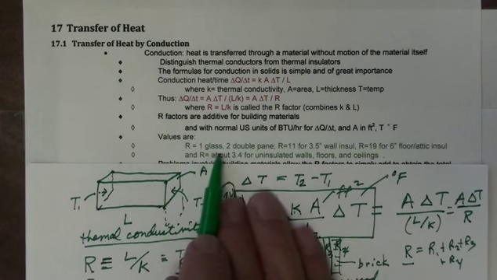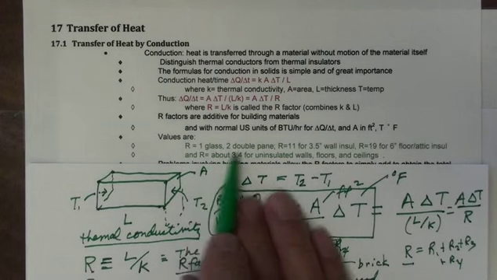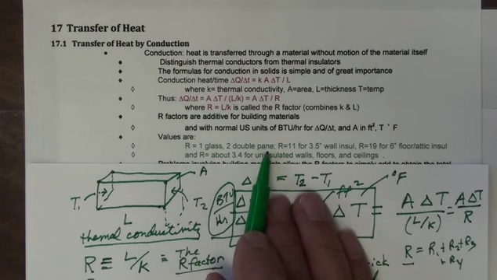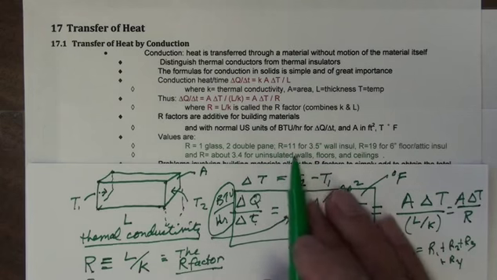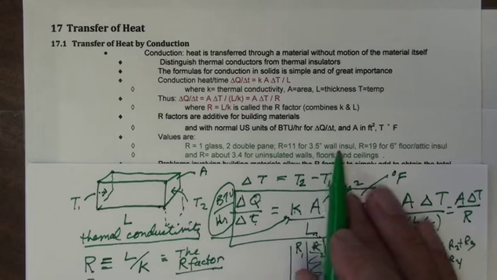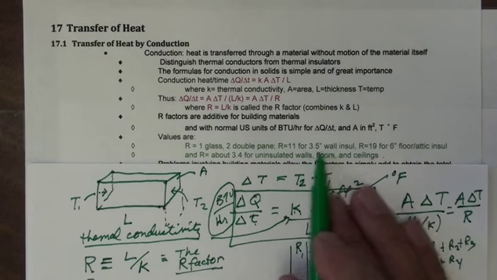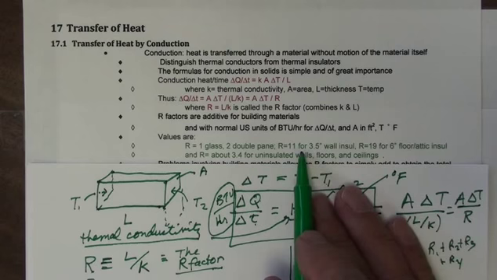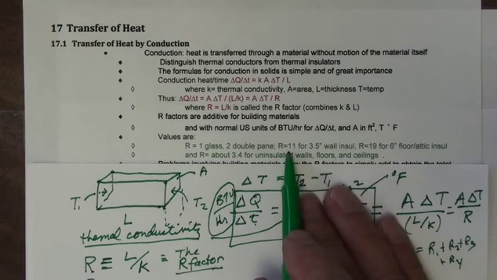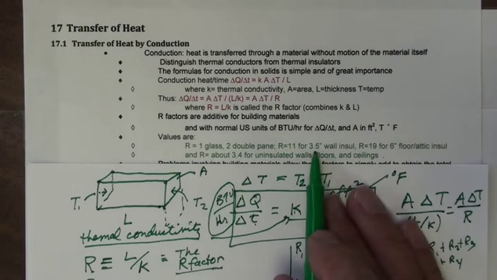The R factor for glass is 1. Then if it's double pane, the 2 pieces of glass, so you got 2. R factor is 11 for a 3.5-inch wall. So if you go to Lowe's or any of the building supply places and get 3.5-inch insulation to go in your walls, it's going to have an R value of 11. And it's going to fit into that wall stud.